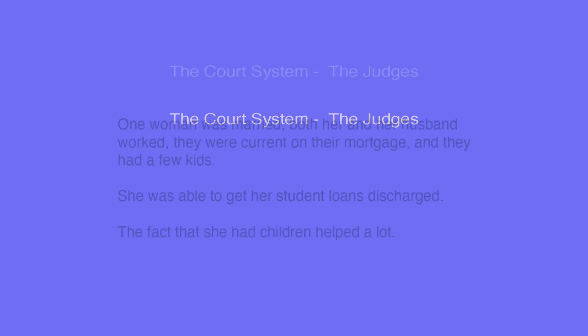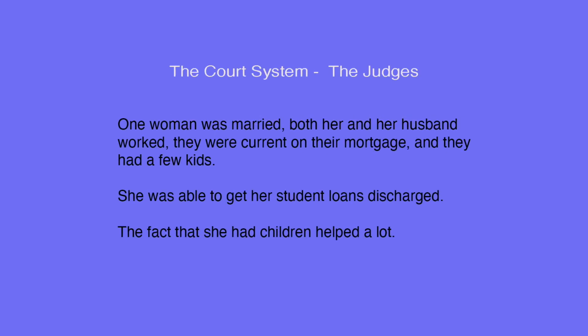The judges. A lot of it depends on the judge. For example, one woman was married. Both her and her husband worked. They were current on their mortgage, and they had a few kids. She was able to get her student loans discharged. The fact that she had children helped a lot.